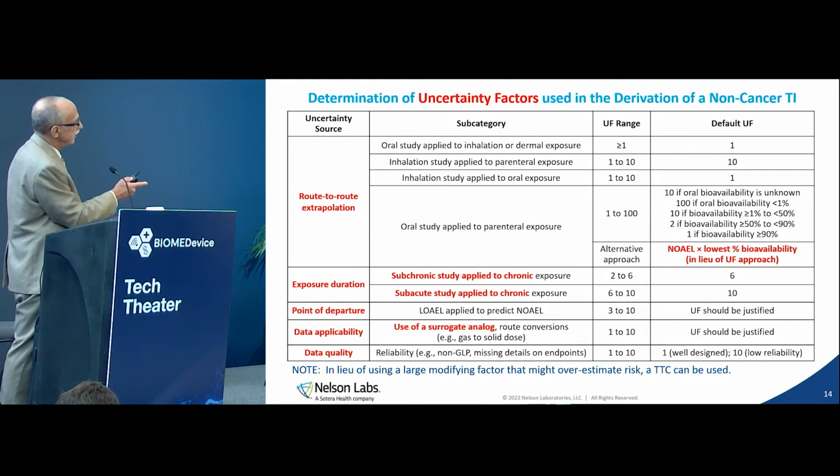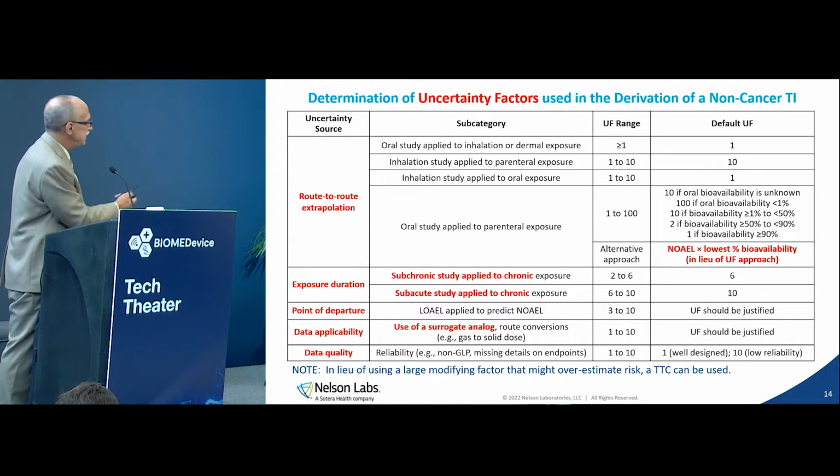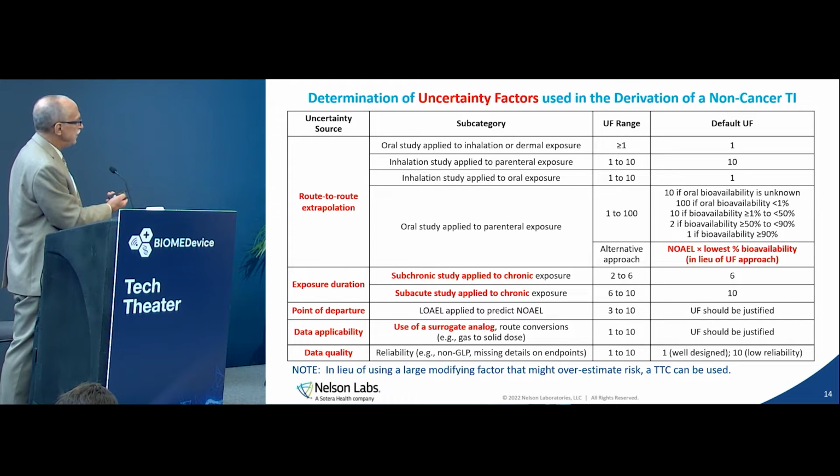And there's a default of 6 or a range of 2 to 6, and you have to justify that in your risk assessment. Similarly, a subacute study applied to chronic is even worse. It's a greater extrapolation. The default is 10. Point of departure: if you don't know the no effects level, but a lowest effect level is available, you have to pick a higher uncertainty factor.